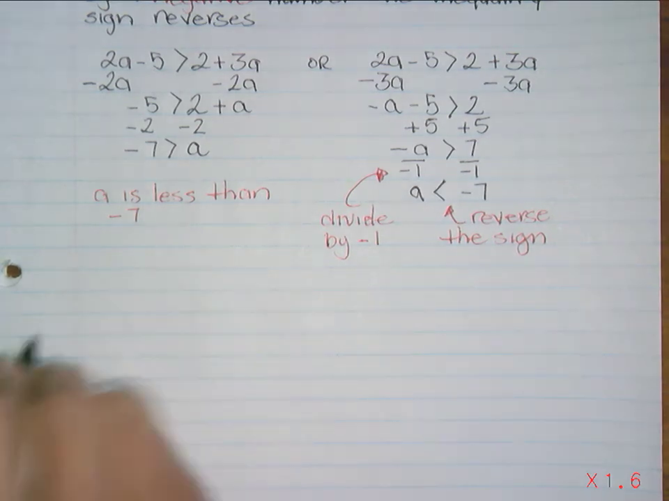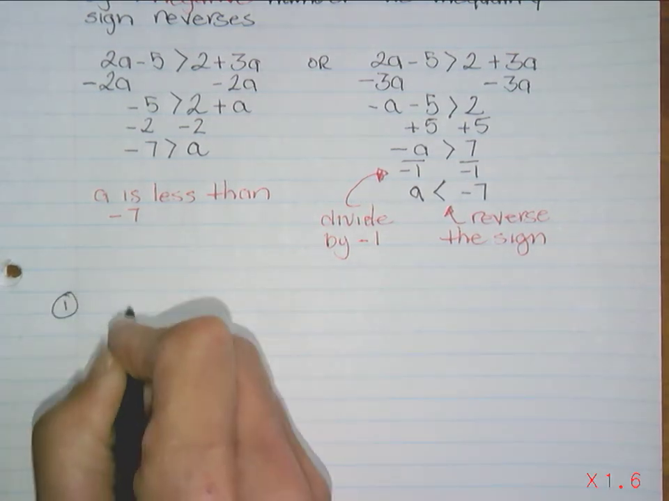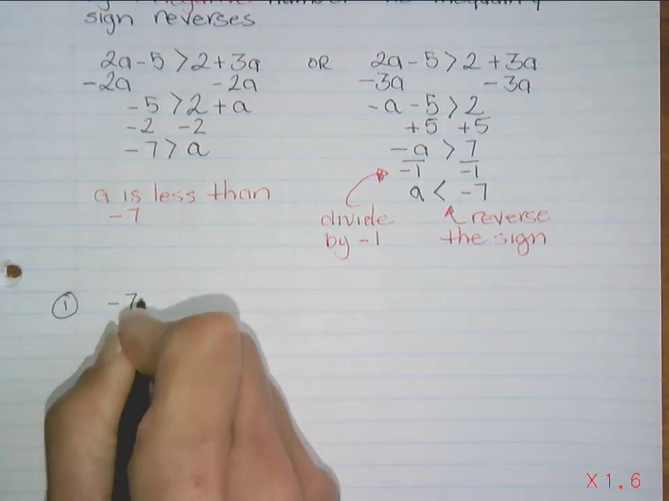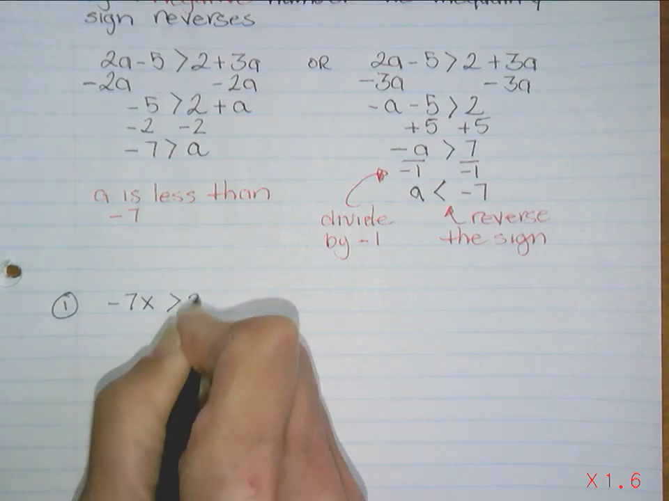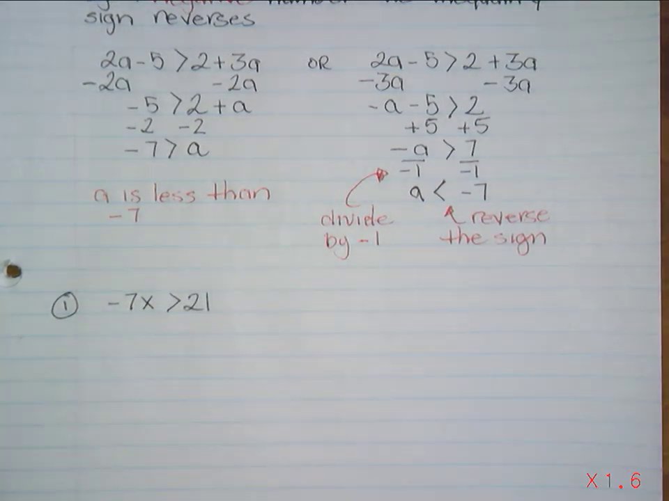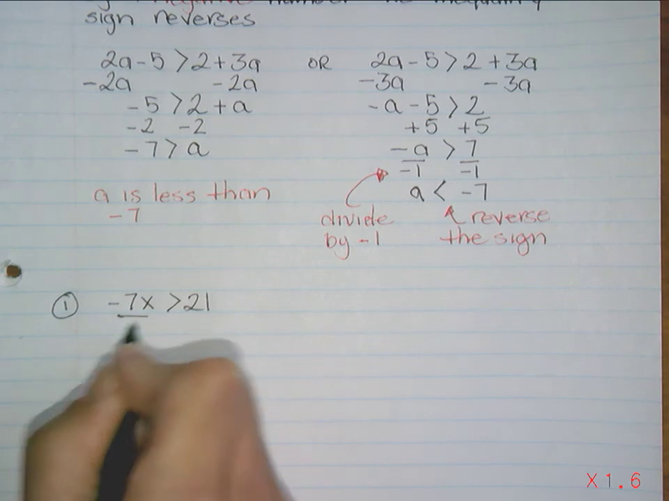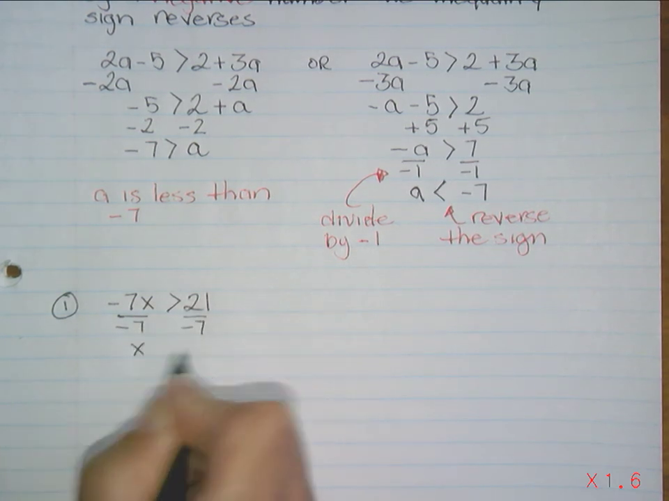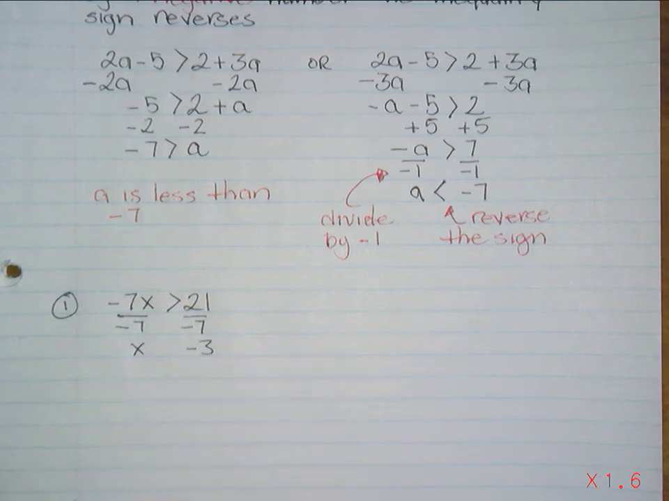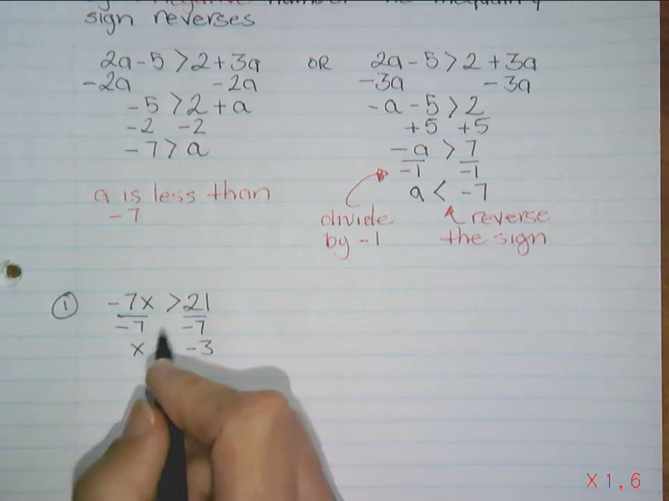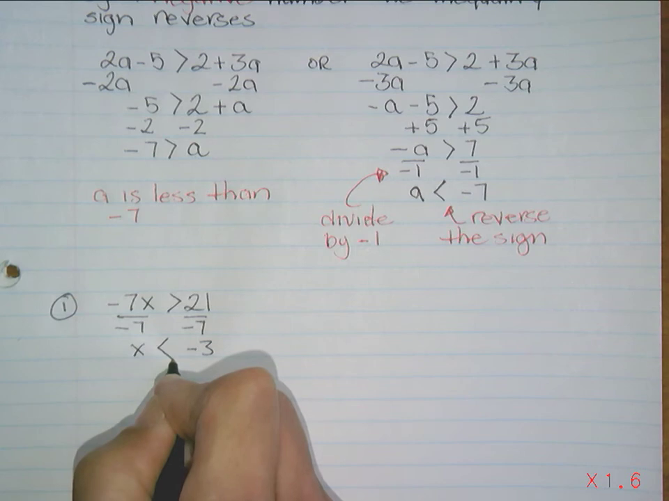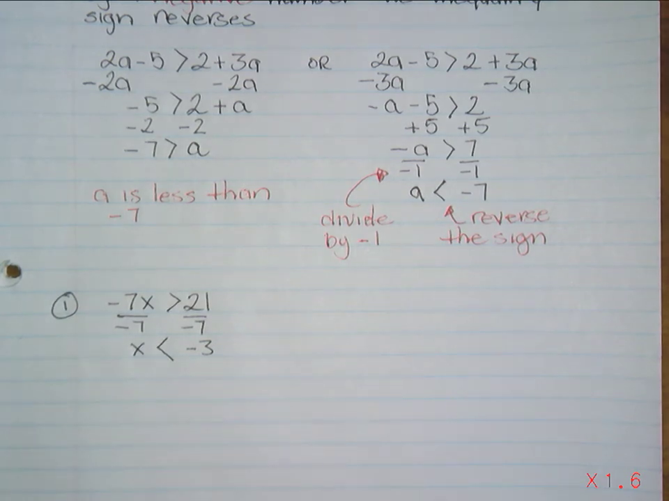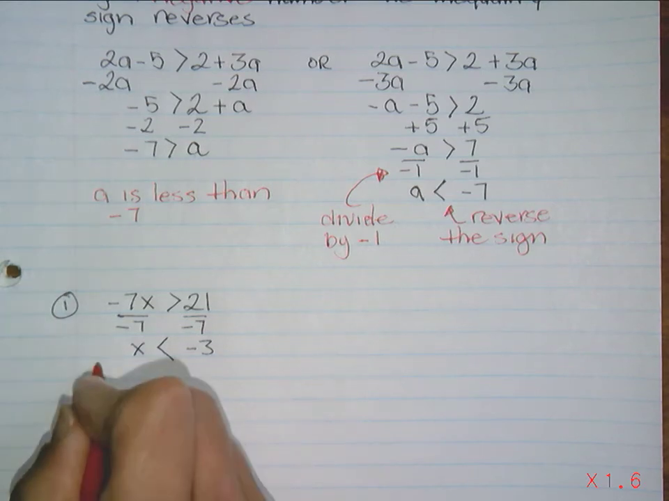Now we're going to do some examples. Let's start off with negative 7x is greater than 21. To do that question, you know that you divide both sides by negative 7. And you get x and negative 3, but here's the trick. You divide it by a negative number, so the signs reverse. Because you divide it by a negative number, you have to reverse the sign.